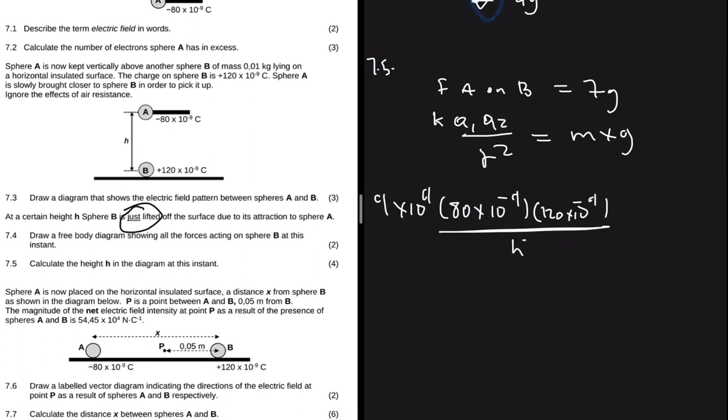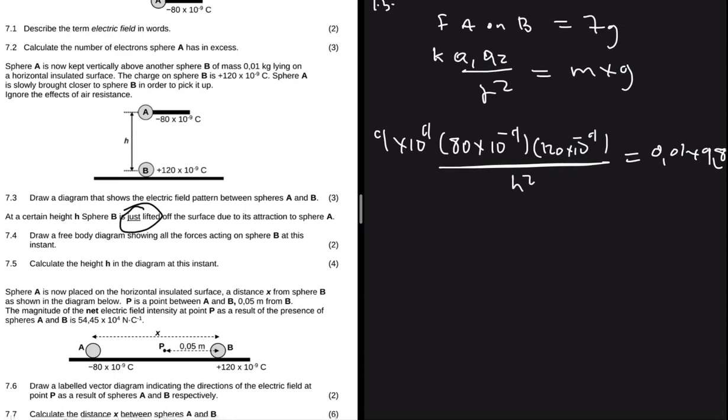So we're going to have H squared equals the mass, 0.01. Gravity is 9.8, right? So now we're basically solving for H squared. If we cross multiply, H squared is going to be multiplied with 0.01 multiplied by 9.8, right? And then we're going to end up dividing both sides by 0.01 multiplied by 9.8.